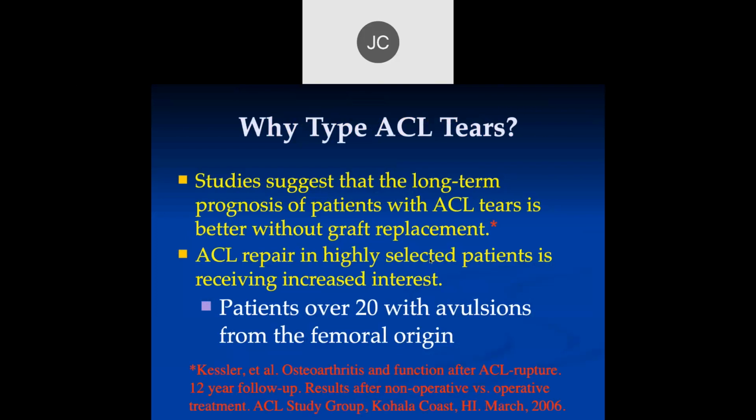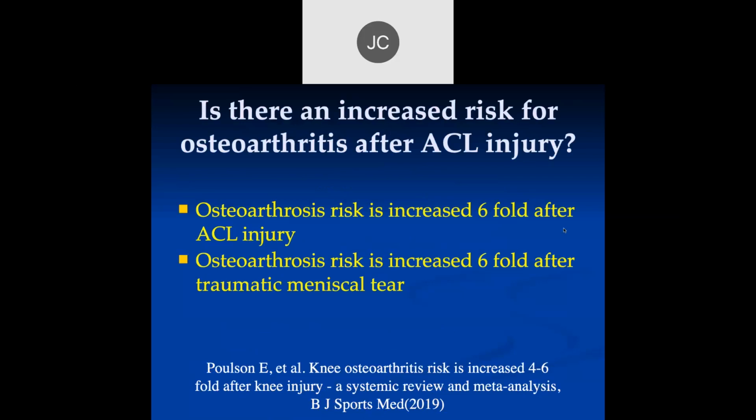So now you can type ACL tears, and that's generally proximal, mid-substance, distal, or bone avulsions. And the proximal tears are where you tear the very proximal ACL or avulse it off the femur. I've never heard of or seen a bone avulsion from the femoral side, only the tibial side. But some people now are treating those by repair rather than by grafts if they're right at the very proximal aspect. And we'll talk about that.